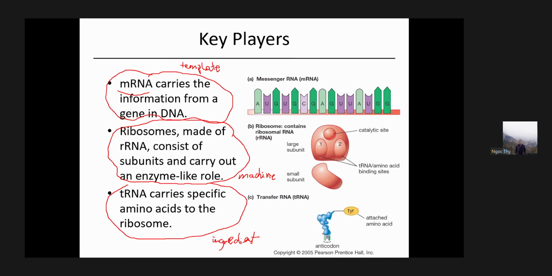So the tRNA here has a cloverleaf shape, and at one end it has an anticodon, which is a trinucleotide that binds to the template here, and at the other end it is attached to an amino acid. The ribosome, which plays the role of machine to synthesize the polypeptide here, has two subunits. We call them a large subunit and a small subunit.